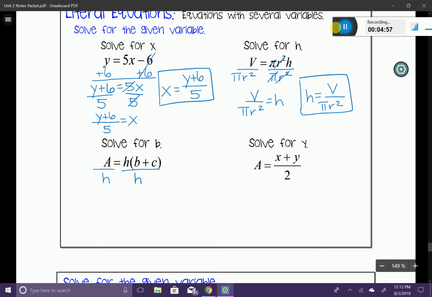By doing that, I'm left with a over h is equal to, my h's are going to cancel out, and I'm left with b plus c. And I've dropped the parentheses because I don't really need them anymore. All right, I want to solve for b, so the last thing to do is subtract c from both sides. I'm going to bring my work right up here. So now I'm going to have a over h minus c is equal to b. And I've done it. I'm just going to flip it around. b is equal to a over h minus c.